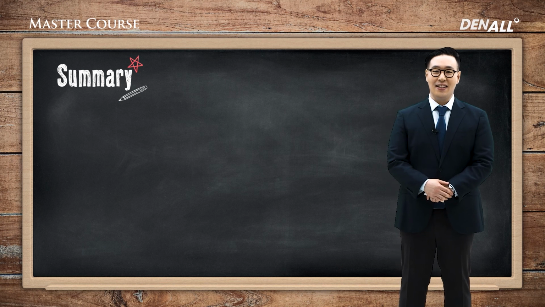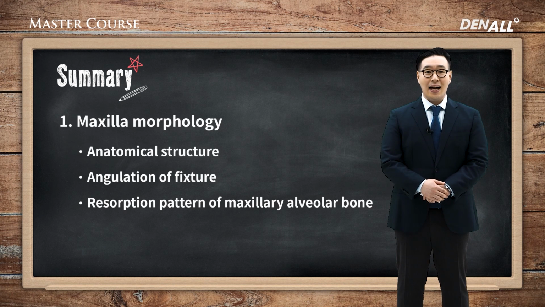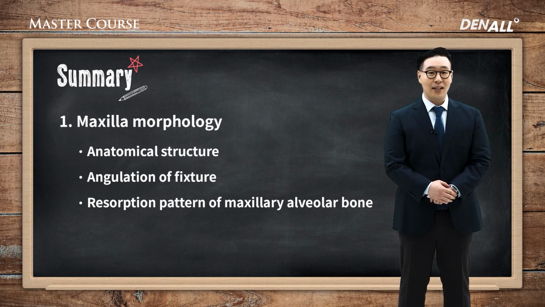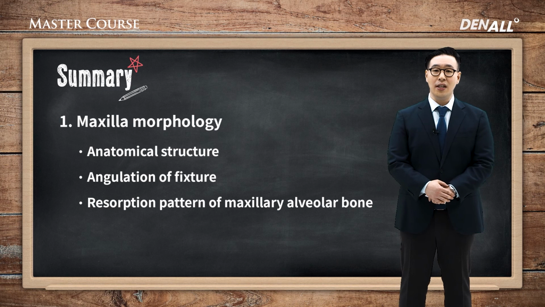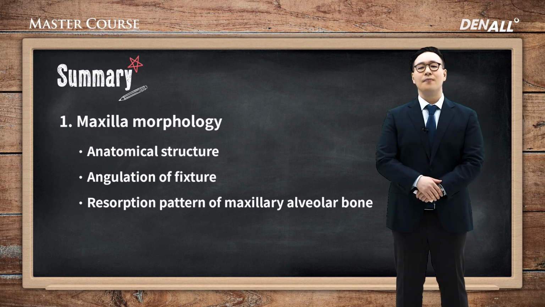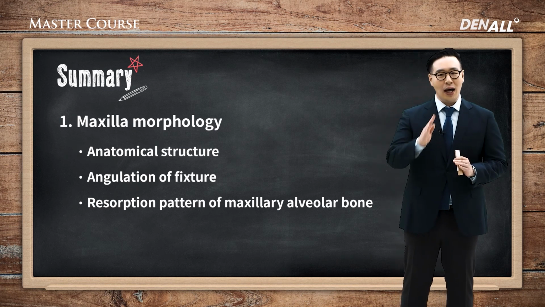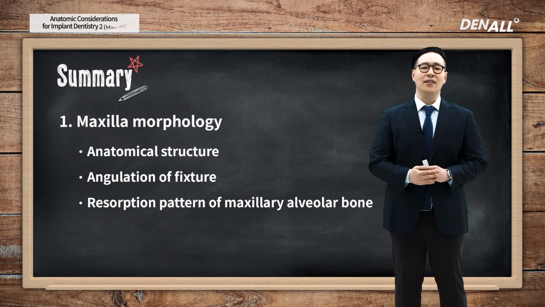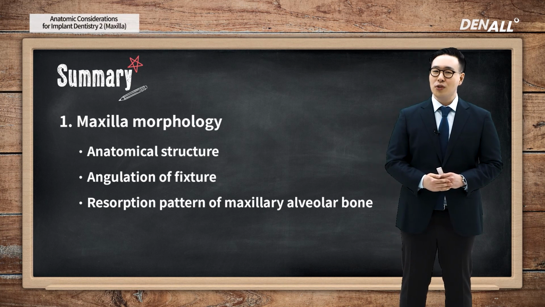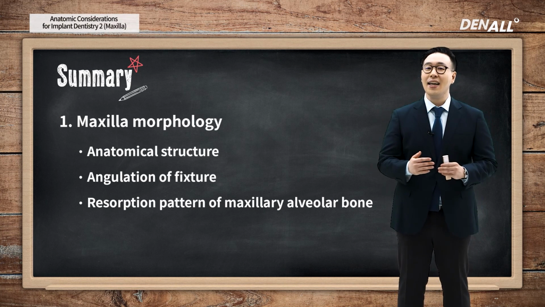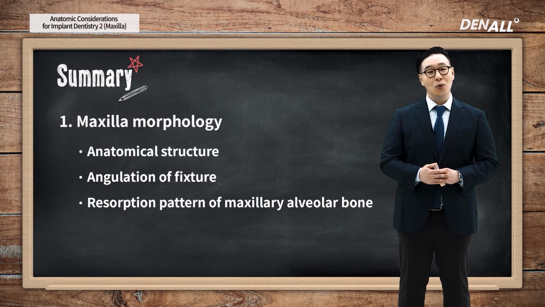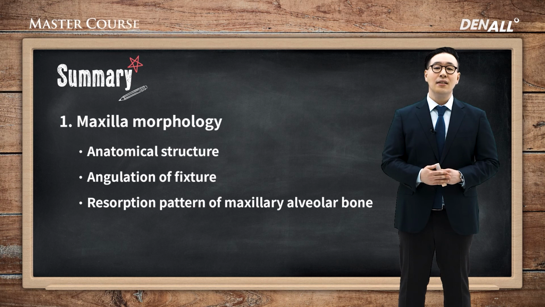So, let's summarize today's lecture. First, you need to have an understanding of the anatomical structure on the maxilla side, and based on that, placing the fixture in the right angulation is important. The right location and right angulation are also important for the success of the next steps. Also, knowing the resorption pattern of the bones is important.